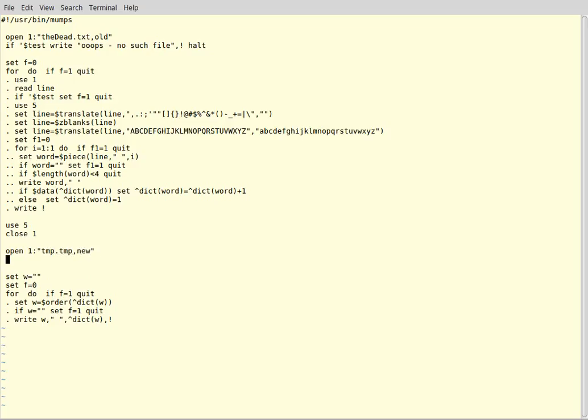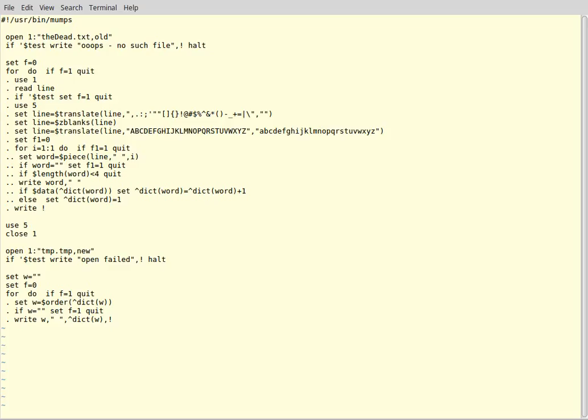And I should check to see if the open succeeded. If not, $test, right, some error message, something like that. Whoops, quote, comma, exclamation point, and halt. Again, it's usually good to check, although unlikely anything would happen. Okay, so I've opened a file.